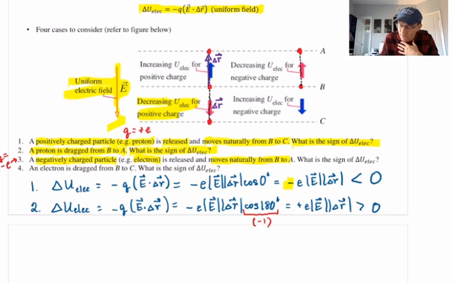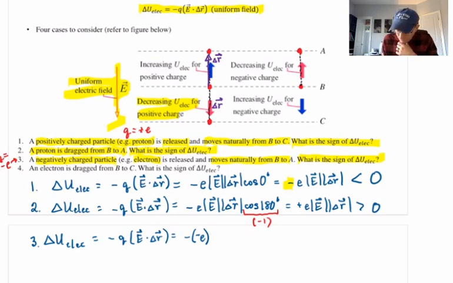So now here's the question, though. What's the sign of delta U electric in this case? Well, let's work it out. Negative Q times E dot delta R. Negative, okay, now be careful. The Q is negative little e. Then I have magnitude of electric field, magnitude of delta R, cosine of the appropriate angle.